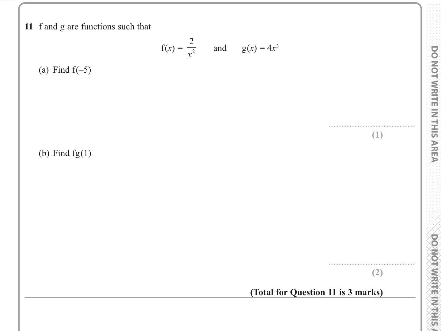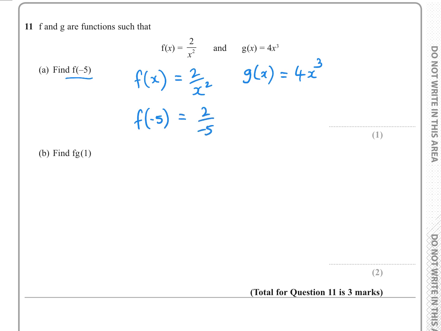Question 11. f and g are functions such that f of x is 2 over x squared, and g of x is 4x cubed. First of all, we've got to find f of negative 5. So we replace x in this case with negative 5. Be really careful of the sign here. Anything squared is positive. So we would have 2/25. And that would be the answer for here.